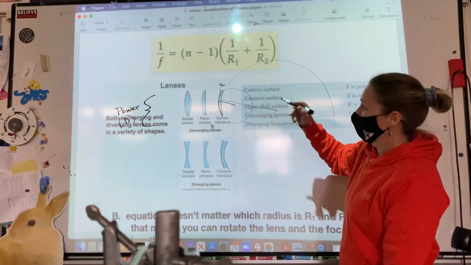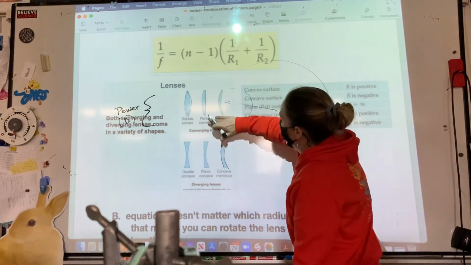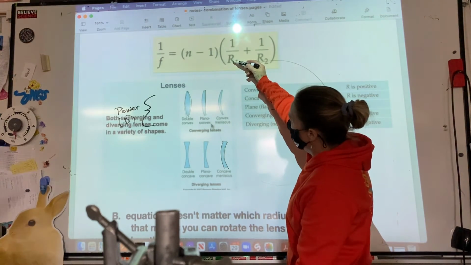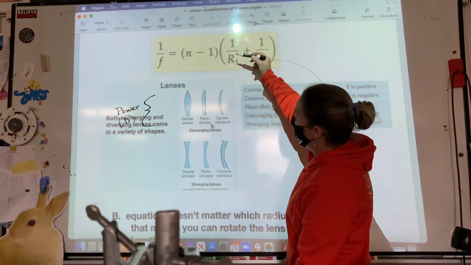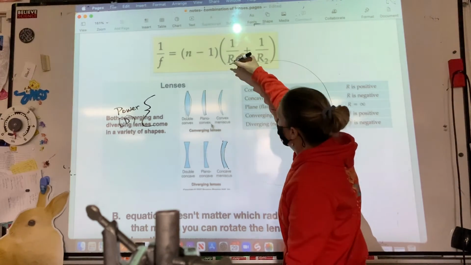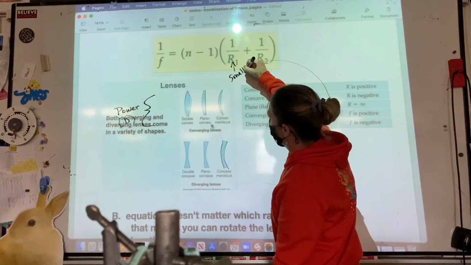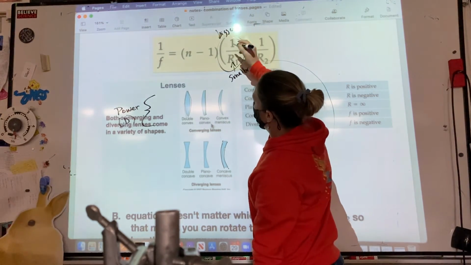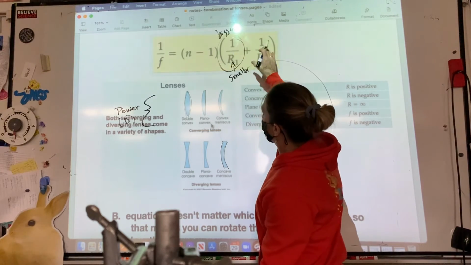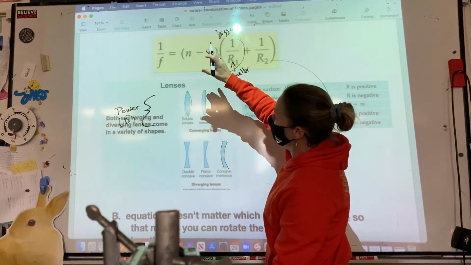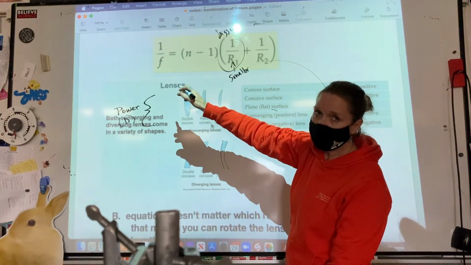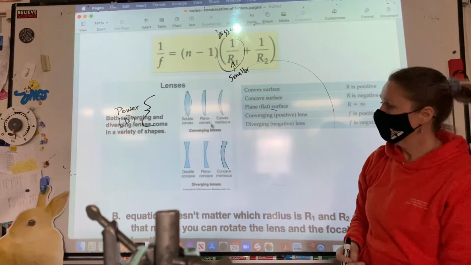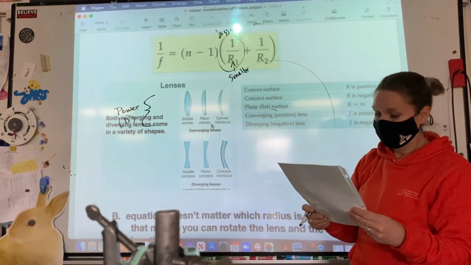Now look at the formula, okay? And so let's look at what happens. So if this R is smaller, then this part is bigger, right? And you're going to get a positive focal length. So it's going to end up being converging. All right? Make sure. Yes.